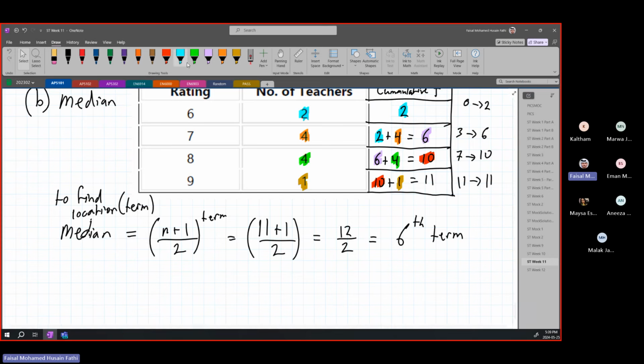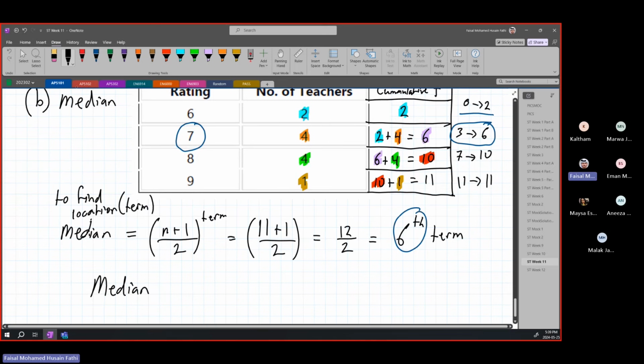So now that you know that you have the sixth term, this is the value that we want. We know the value is not going to be between 0 and 2. We know it's going to be here, between 3 and 6, because we have the third term, the fourth term, the fifth term, and our sixth term in this row. Therefore, since we don't have any decimals, our value is going to be the rating over here of 7. So our median is going to be equal to 7.